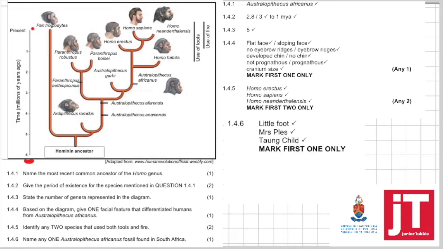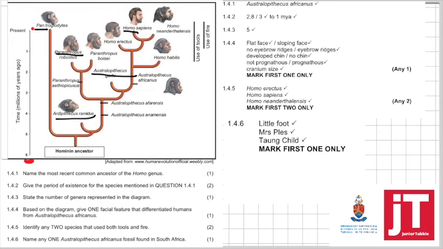1.4.3. State the number of genera represented in the diagram. Now, for the number of genera, you look at the first name. So here's Pan, 1, Homo, 2, Paranthropus, 3, Australopithecus, 4, Ardipithecus, 5. There are 5 different genera. So with genera, you look at the first name, and that's how you know what a genus is.